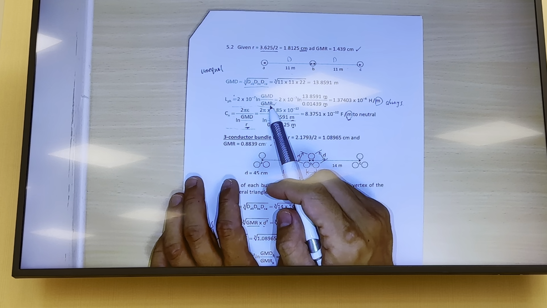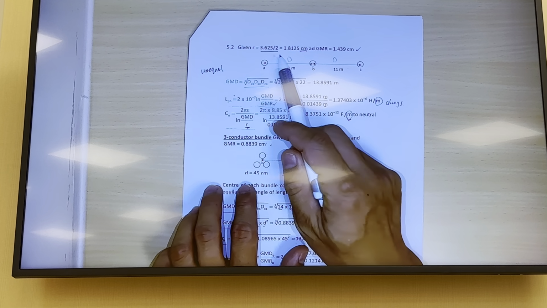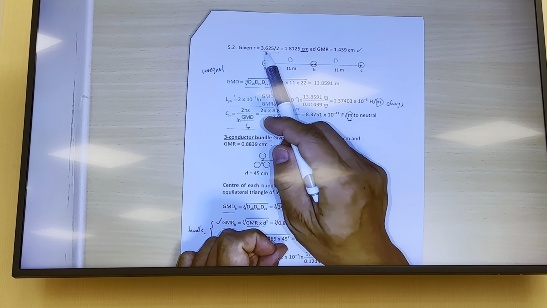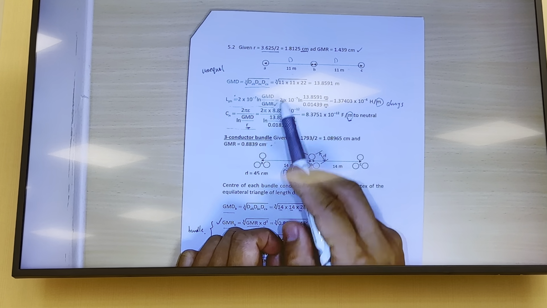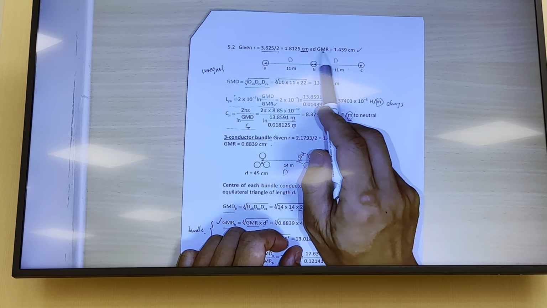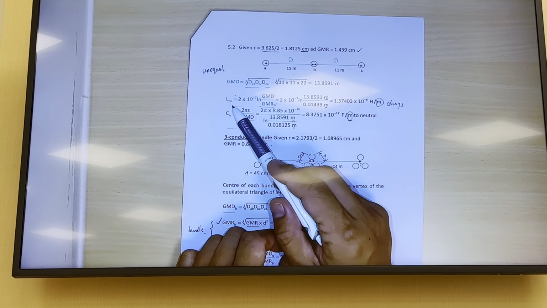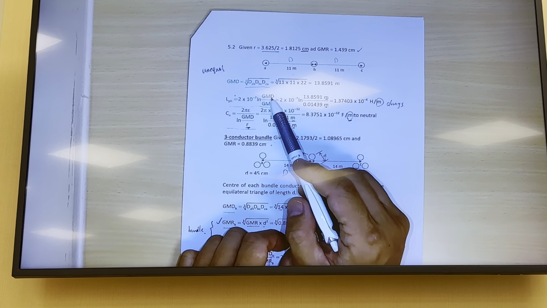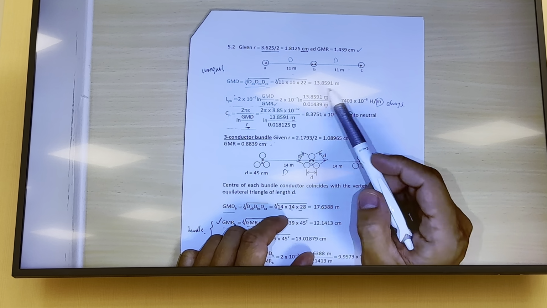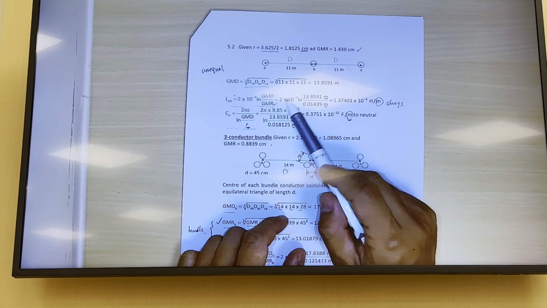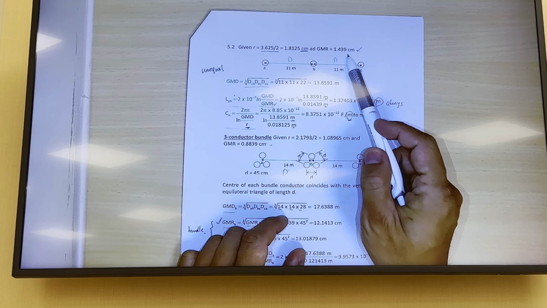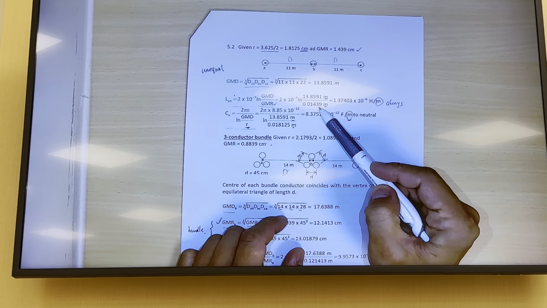Now GMR is also already given, right? GMR is already given. The radius is also given. Although we have the diameter, the radius is half of the diameter, in centimeters. Note that later on we need to convert everything into meters. And so L equals this coefficient times the natural log of GMD divided by GMR. Now note, very important: GMD is in meters, and GMR also should be in meters. But here GMR is in centimeters, so you have to convert it into meters.